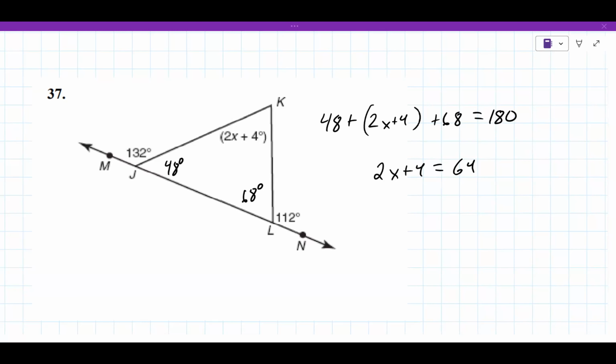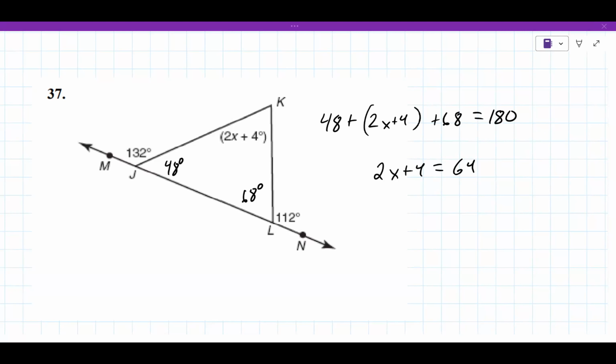So then I would have to solve it to find out what x is, right? Yes, in this case, you need to solve that for x. Yes, perfect. 2x plus 4 equals 64. So I would first subtract 4 from both sides, which gives me 2x equals 60. Then divide them both by 2, which gives me x equals 30.